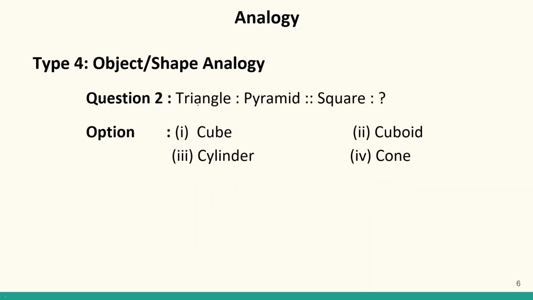Then over here, triangle is somehow related to pyramid and we have to find out which missing element will be related to square. Again, triangle is a 2D image, right? And pyramid is a 3D image. Square is again a 2D image. So we have to find the corresponding 3D image. The corresponding 3D image for square is a cube. So here the answer will be cube.